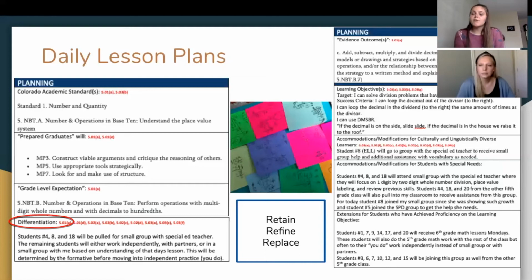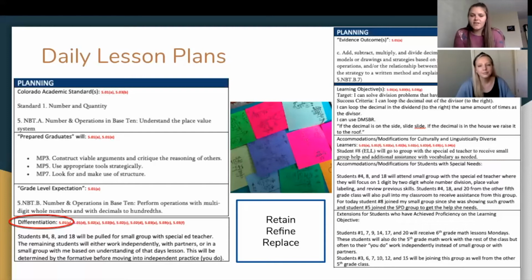Refine is something that we like, but we wanted to edit a little bit. Specifically with me, when I was giving a formative, I changed my mind on what it would need to be because I thought the numbers were too difficult. It was testing different things than what I wanted to test, things like that, little tweaks. And replace, self-explanatory, is what we want to get rid of, what we want to do differently.